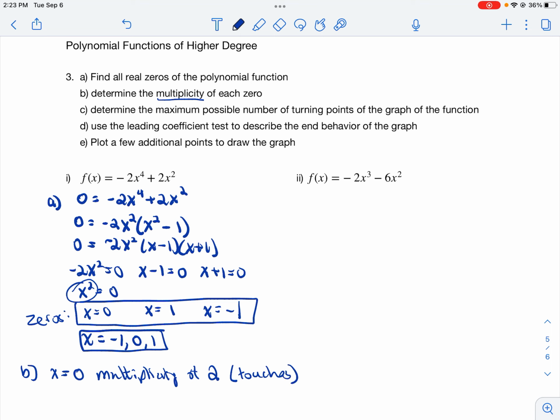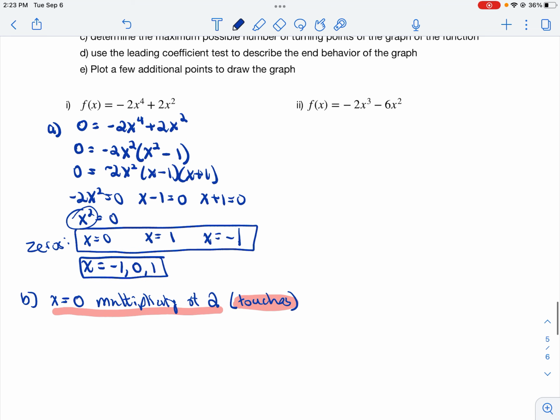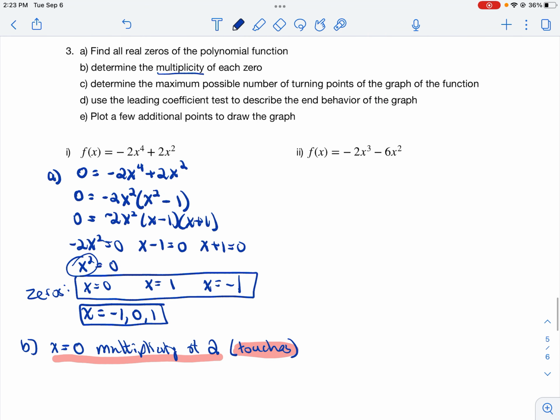Now, I put that here. That's not required in the problem. This is all that was required in the problem in this part B. But I put this touches here because that's going to help me later when I have to plot it, when I have to sketch the graph at the end. Okay, so I'll go ahead and gather that information. Part C.